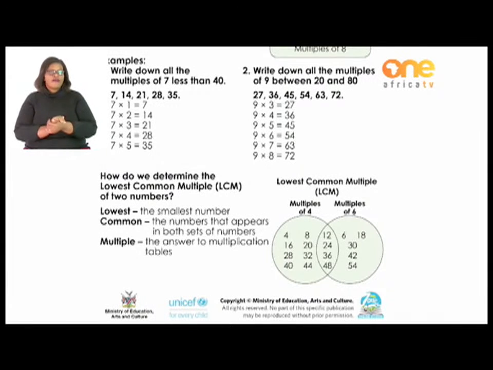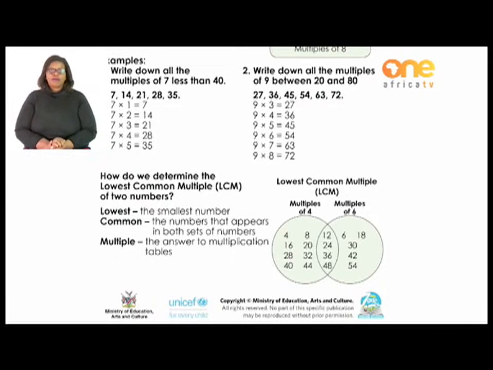How did we find those numbers? If we multiply 7 by another whole number, we find the answers. 7 times 1 up to 7 times 5, which is equal to 35, because our question is all the multiples of 7 less than 40.